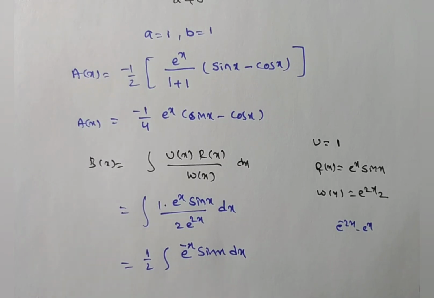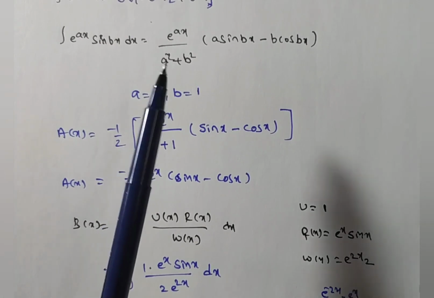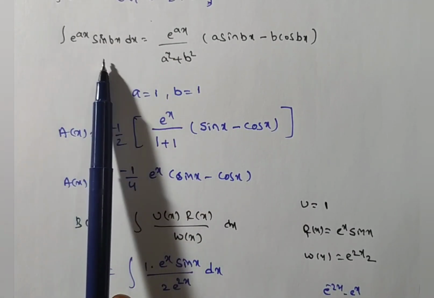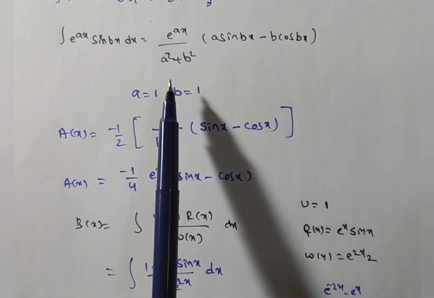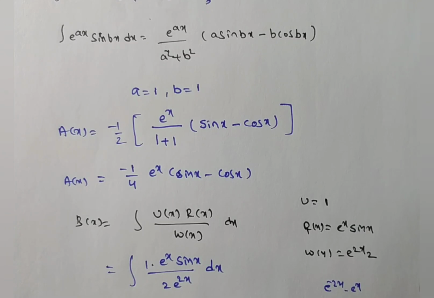Again it is a product of two functions, and this is in the form of e power ax into sin bx. So what is the formula for the integral of e power ax sin bx dx? E power ax by a square plus b square into a sin bx minus b cos bx.